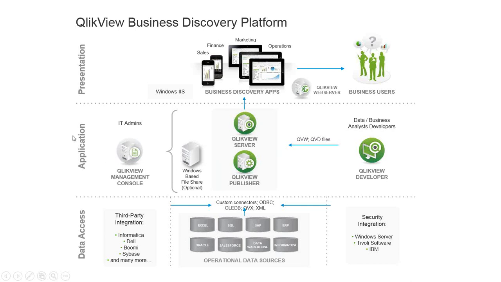Okay, then comes your application layer on top of this, where you have the QMC, the QlikView Management Console. This is where all the QlikView distribution, access, security, and everything is managed, from user access control and all those things. Then you have the QlikView Publisher. QlikView Publisher is from where the QlikView dashboards or the reports are distributed. Okay, the distribution is managed from the QlikView Publisher.